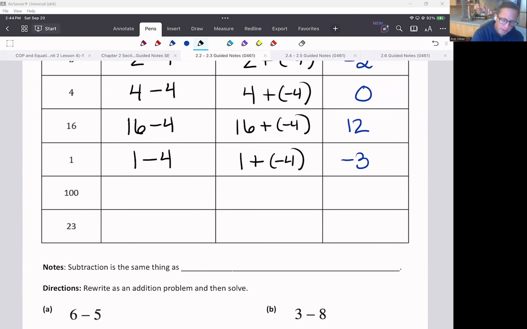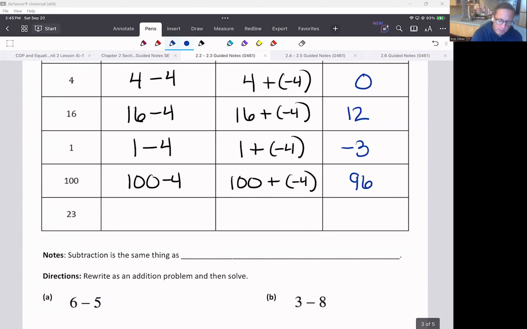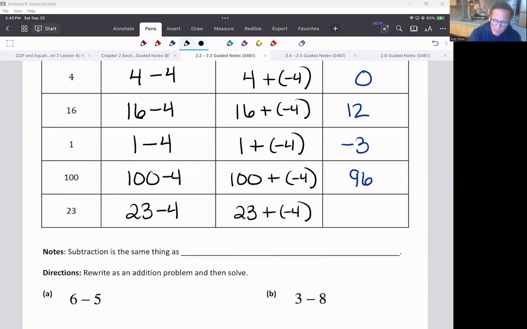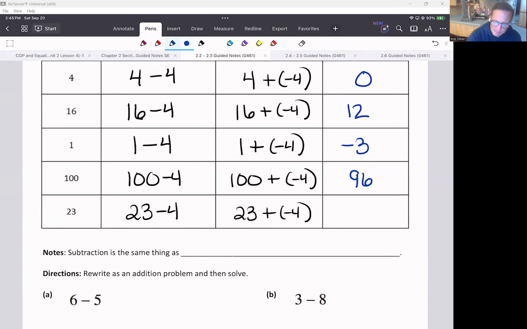All right, this next one, we're going to do 100 minus 4, which I know, you're like, that's 96. I get it. But let's just get into a groove here. So 100 plus negative 4 is 96. I just said that, you know. All right, and then we've got 23 minus 4. Rewrite that as addition. So 23 plus negative 4, which is 19, positive 19.